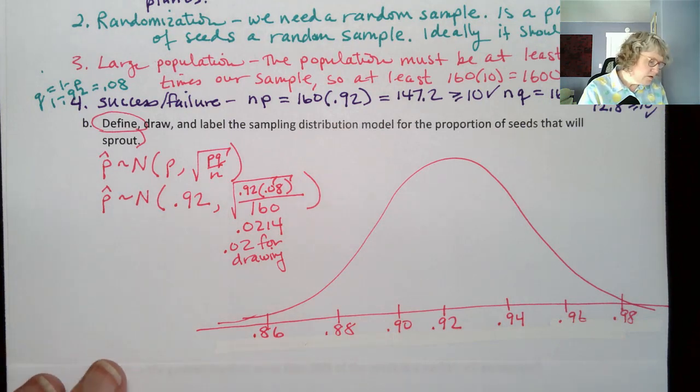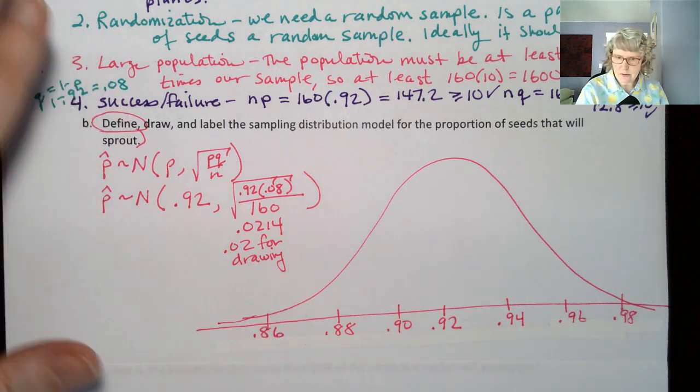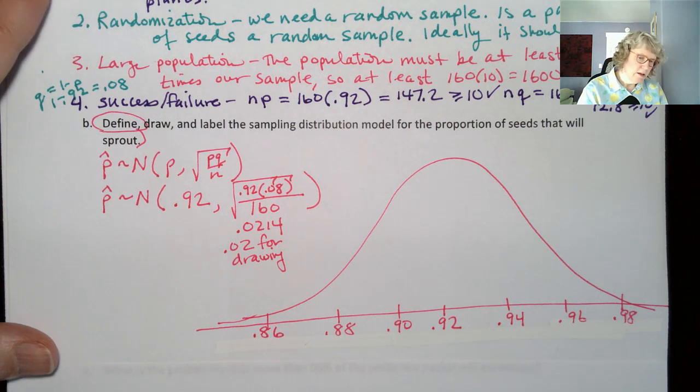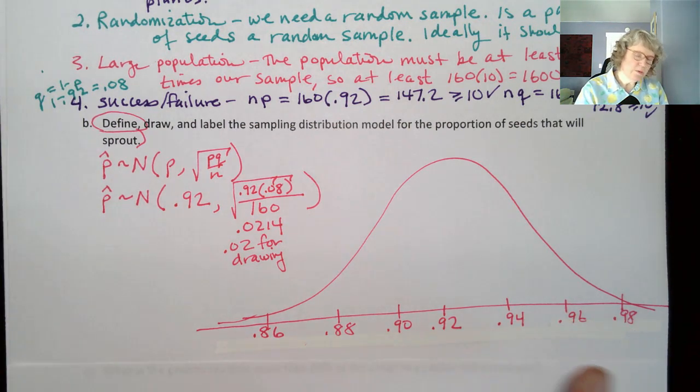Okay, and now I want to label, what is this? These are sample proportions, right? So I want to label that, and I want to talk about, this is the numbers, that's what we're labeling, this scale. This is the proportion of seeds that germinate in samples, so per packet, in samples of 160. Okay, so I'm going to write that out.